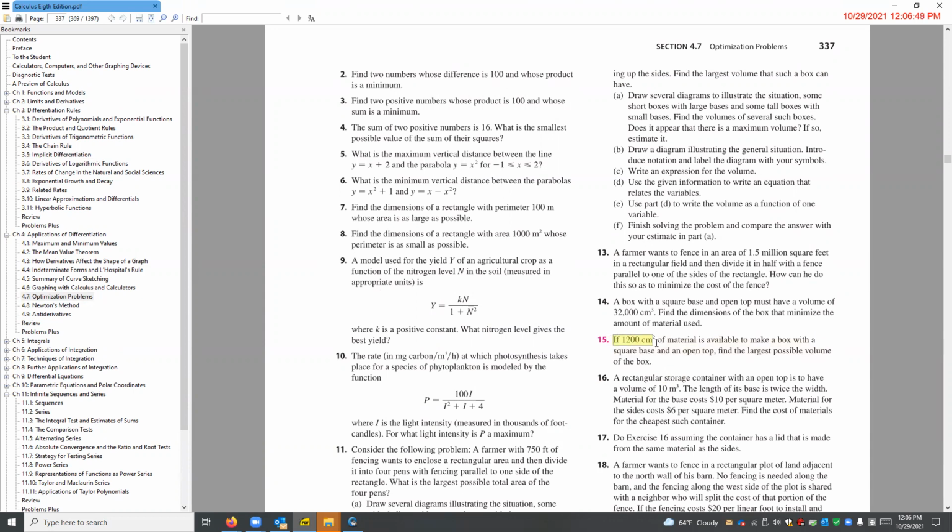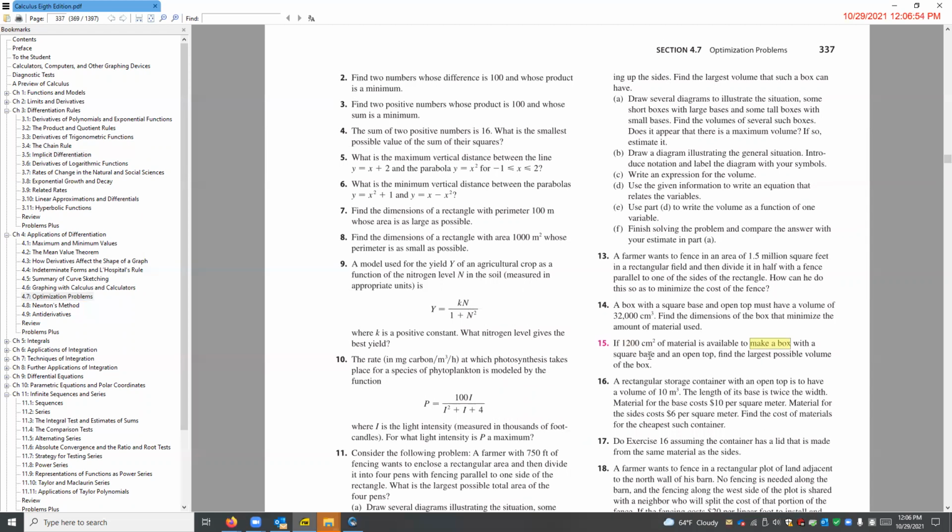So 1200 square centimeters of material is going to be used to make a box. The box is going to have a square base and it's open on the top. We want to find the maximal volume of such a box. And notice here, one of the things you want to pay careful attention to on these problems that might seem a little silly is exactly what they're asking for. They didn't ask for the dimensions of the largest volume box. They asked just what is the largest volume.